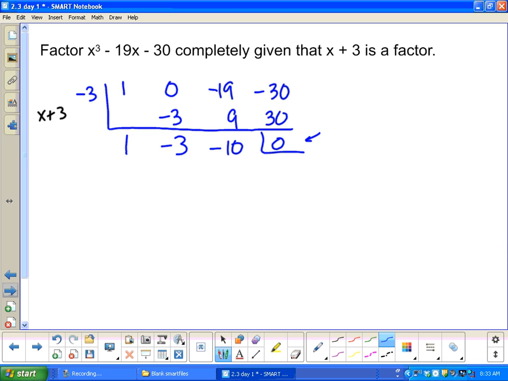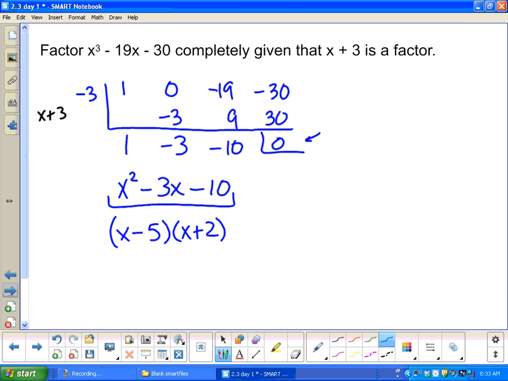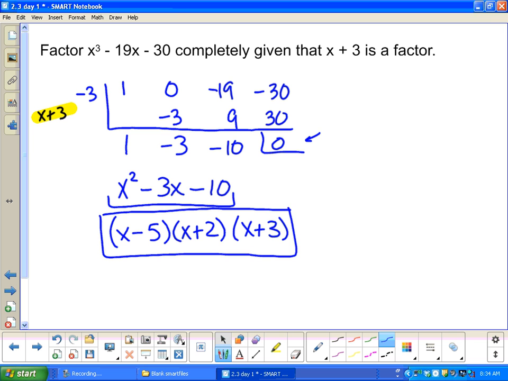Since it started out as x to the third, now I'm going to look at x squared minus 3x minus 10. See if I can factor this. This factors to x minus 5, x plus 2, but that's only that piece. It says a complete factorization, so I have to take this x plus 3 and write it down here. That is the complete factorization of x cubed minus 19x minus 30.